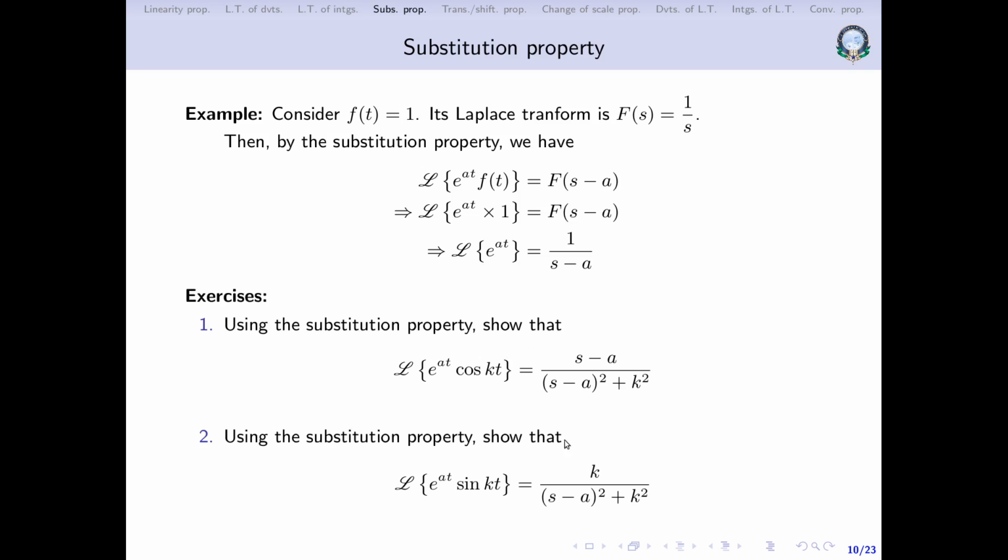I have left these two problems as an exercise for you. In the previous lesson we had derived the Laplace transform of cos and of sine. I want you to use the substitution property to show that the Laplace transform of e to the power at into cos kt is equal to this, and the Laplace transform of e to the power at sin kt is this. Of course, in the previous lecture, instead of cos kt, I think we had used cos at, not k but a, but that doesn't matter because after all they are just some constants. So use the substitution property in the same way. It just takes 2 steps to derive these 2 results.